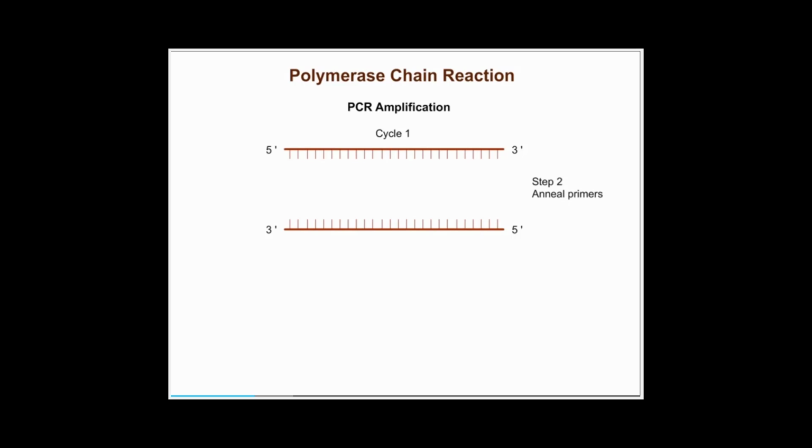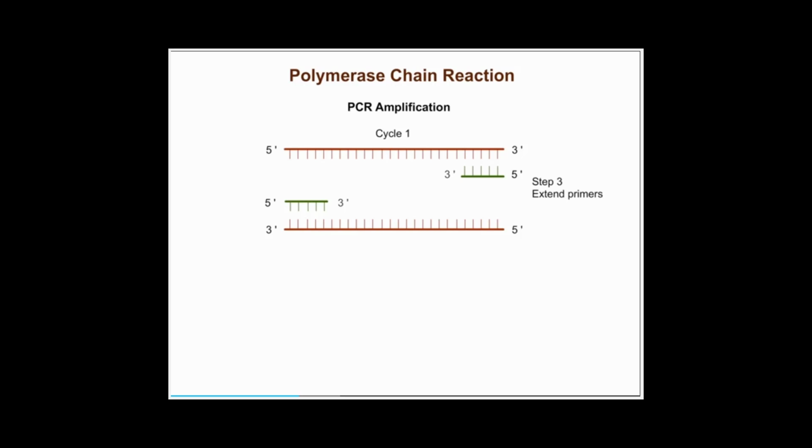In the second step, the reaction temperature is lowered to between 50 degrees Celsius and 70 degrees Celsius. At this temperature, primers can bind to the denatured DNA. These primers are synthetic oligonucleotides, 15 to 30 nucleotides long, that bind specifically to sequences flanking the segment to be amplified. The primers serve as the starting points for the synthesis of new DNA strands complementary to the target DNA. Custom-made primers are commercially available.